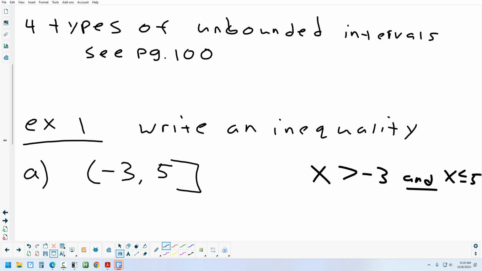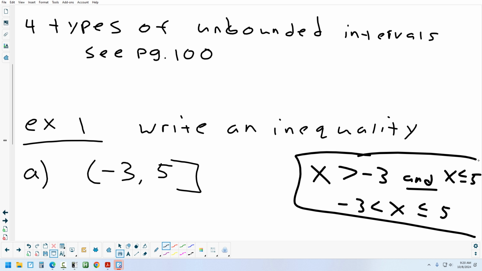So technically that's fine. You wrote it as an inequality, but let's say it was a multiple choice and they put it all together. What number would be on the left? -3. And on the right? 5. What symbol would we put between the -3 and the x? You put a less than. And how about between the x and the 5? Less than or equal to. So both of those are correct. The bottom one is more compact. Okay, so interval notation, inequality notation. Any question on that?